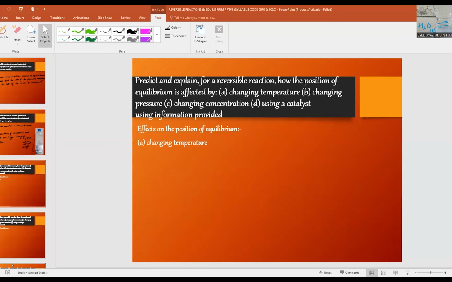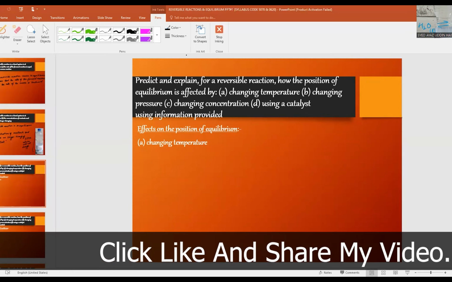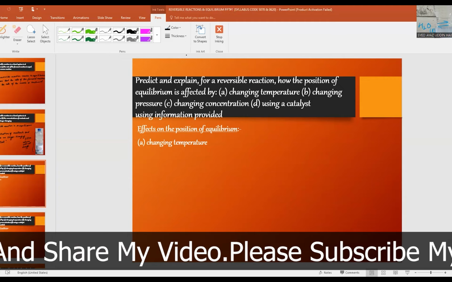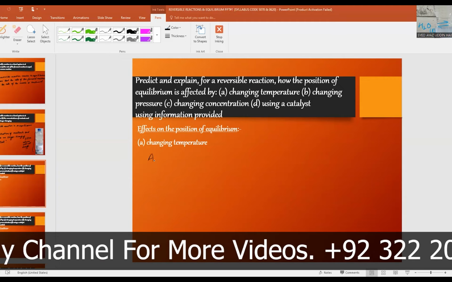Effects on the position of equilibrium. Now let's talk about the effects on the position of equilibrium for a reversible reaction at equilibrium state. First one is changing temperature. Take an example for the reaction between reactants A and B to give product AB. This is the reaction.